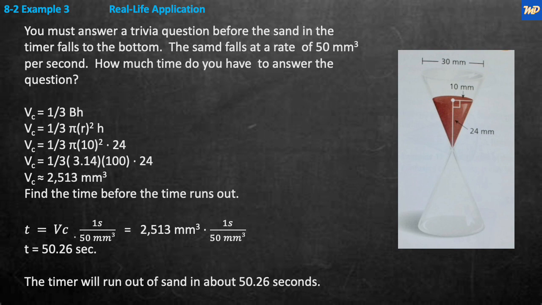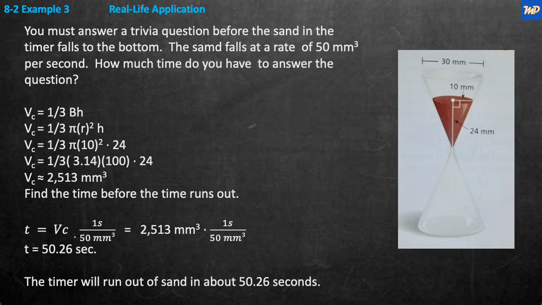The sand falls at a rate of 50 millimeters cubed. So it's a volume of sand that's pouring through this little spot in the center, and it's 50 millimeters cubed per second. How much time do you have to answer the question? Well, they want you to answer it before it falls to the bottom. You're going to have to figure out how many cubic millimeters there are, and then that's per second, and then you'll know how many seconds you have.